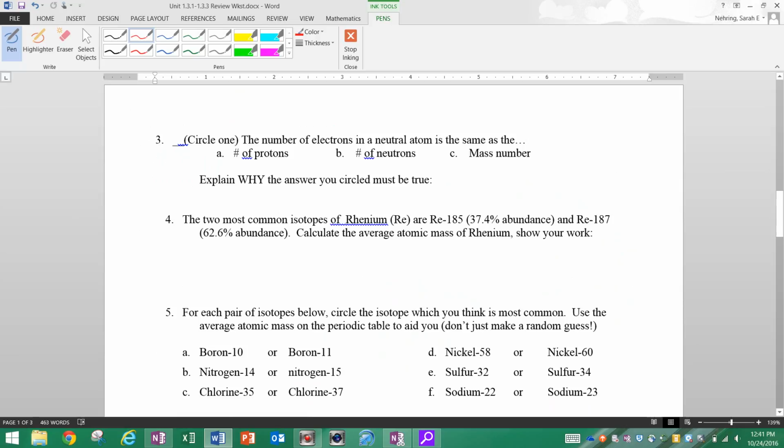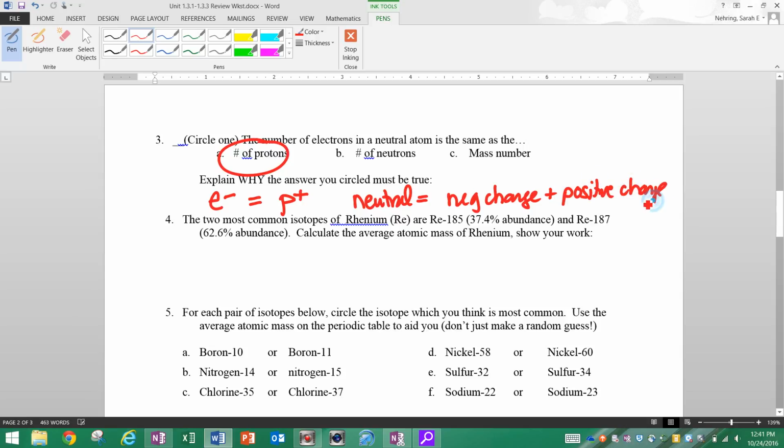All right, so the number of electrons in a neutral atom is the same as the number of protons, because electrons are negative and protons are positive, so in order to be neutral, you need to have your negative charge and positive charge equal. So if you have one positive and one negative charge, that adds up to 0. If you have 3 protons, you need to have 3 electrons in order to add up to 0. So positives and negatives need to add up to 0, so your protons must equal your electrons.